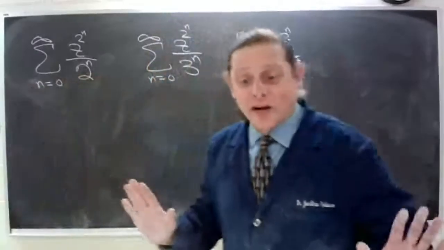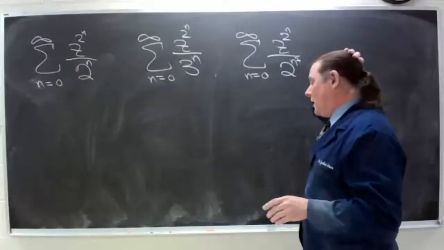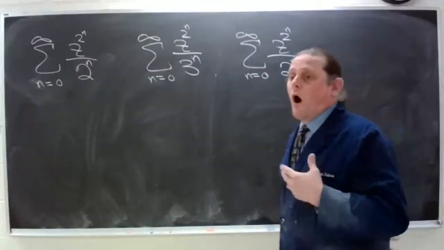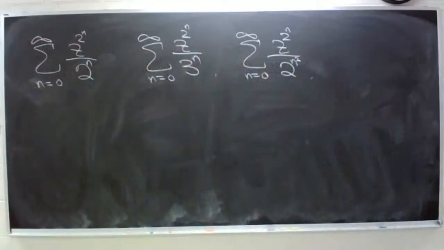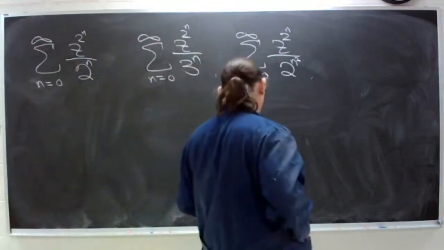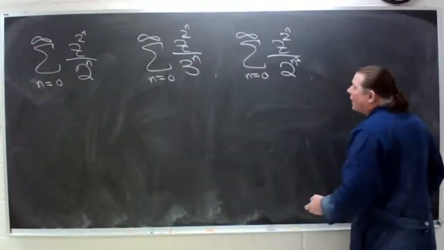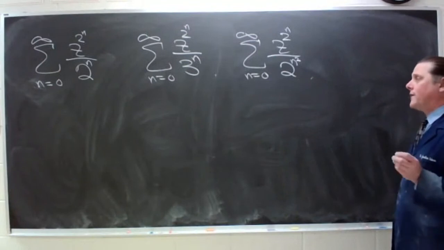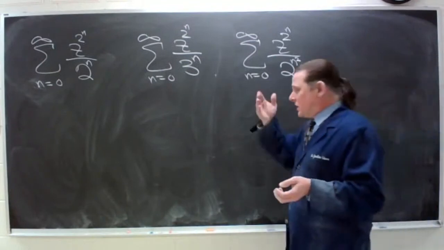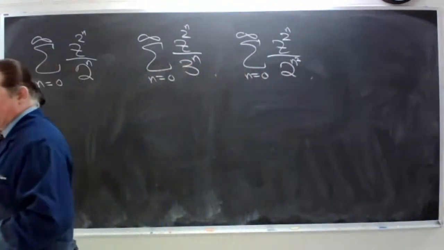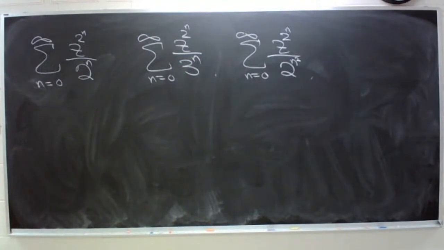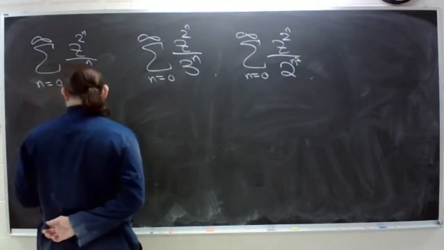So consider these three functions. All right, and what I'd like to do is think about analytically continuing outside of the disk of convergence of each of these functions. So what is the disk of convergence of each of these functions? Well, let's see. Let's look at the first one.